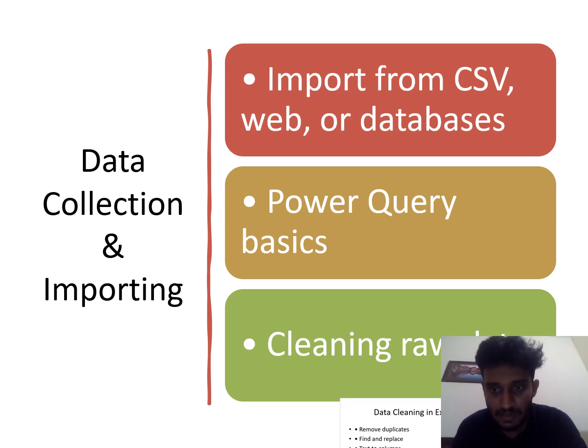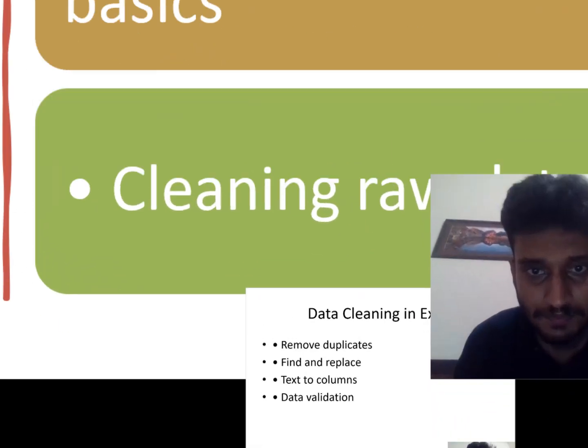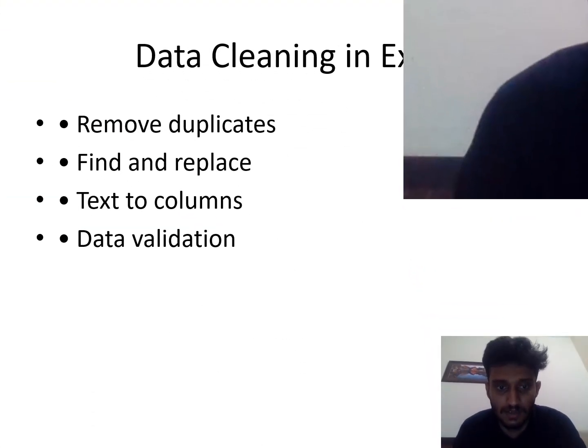Now we discuss slide number 7. Slide number 7 is data cleaning in Excel. First point is remove duplicates. Second point is find and replace. Third point is text to columns. And the fourth point is data validation. Now we discuss the points in detail.